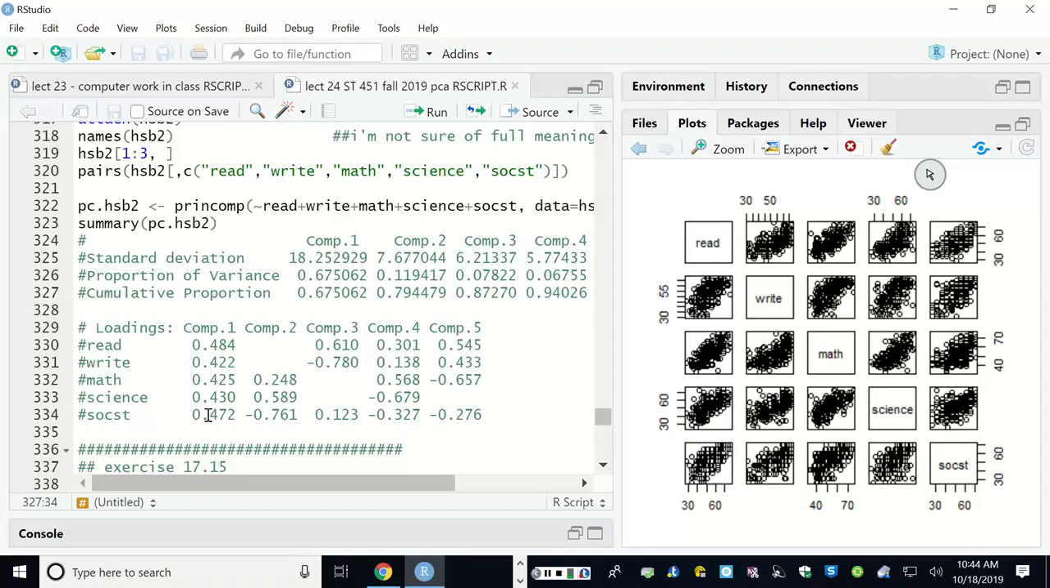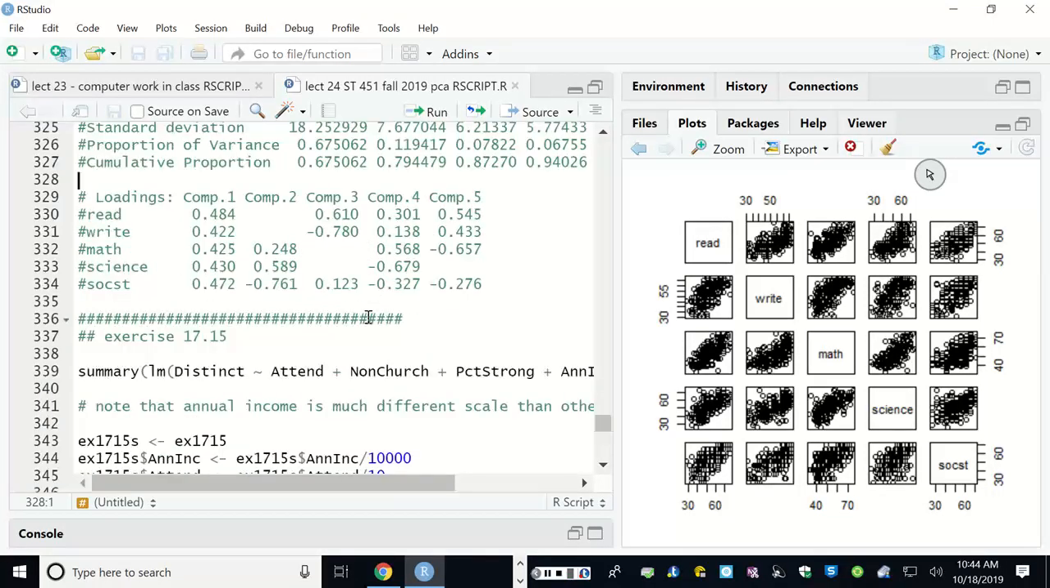But the first one, maybe this could be interpreted as kind of an overall achievement, weighting together these different categories in a way. Not all educational evaluations would have all of these categories, right? So it's kind of interesting that it actually has social studies in there, and reading and writing separate.